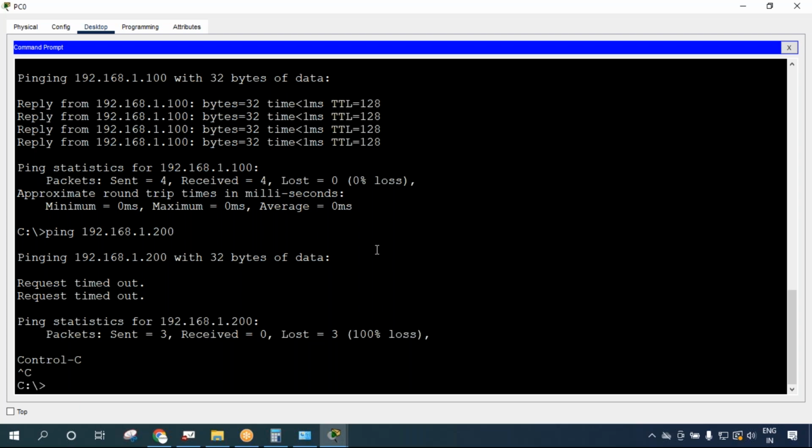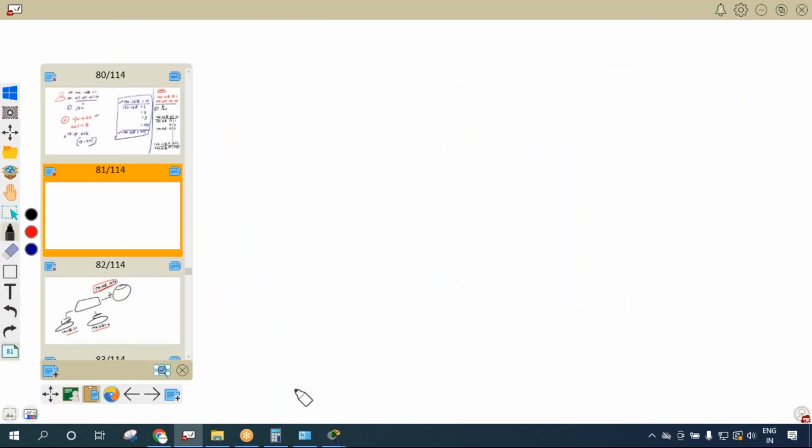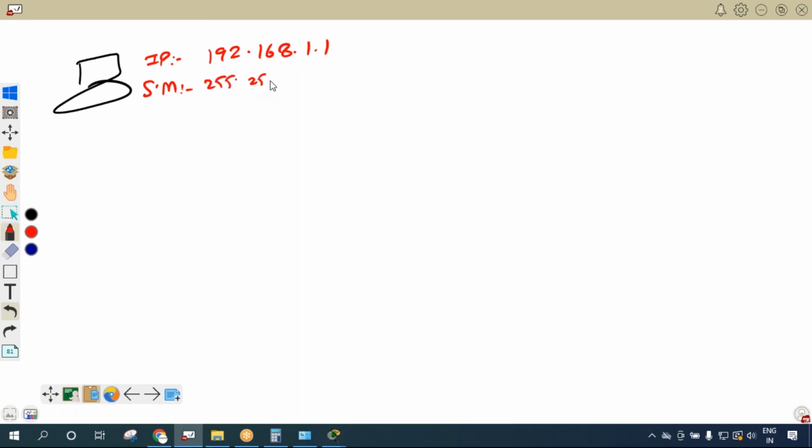That's great. Now, my dear friends, let's go ahead and see the next thing. The next thing is about why this is happening. So for that, we will take the PC and we will do the subnetting. The PC has an IP 192.168.1.1. The subnet mask is 255.255.255.128.